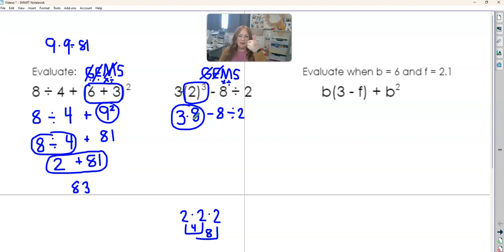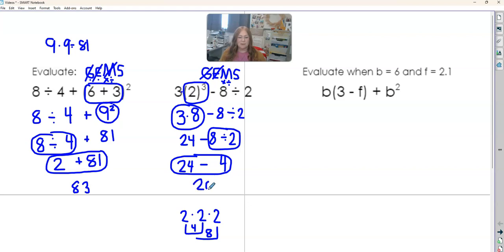So 3 times 8, we've got 8, 16, 24. Now we're going to minus 8 and then divide by 2. So we're still on multiply and divide, so that's not 1. Oh, but here's the division problem. So now we need to do this. 8 divided by 2. So 2, 4, 6, 8. We've got 4 there. So we're bringing the rest down. So now all I'm left with is 24 minus 4 is 20.